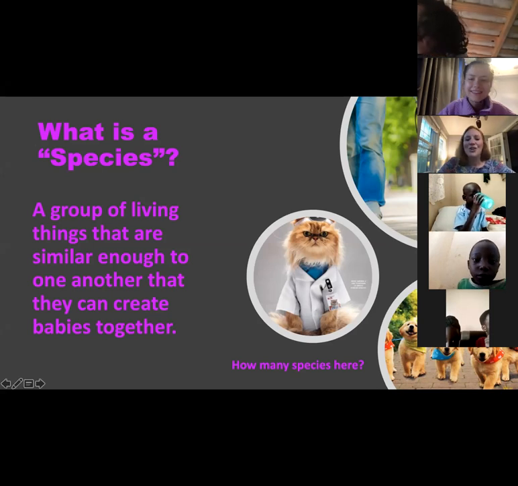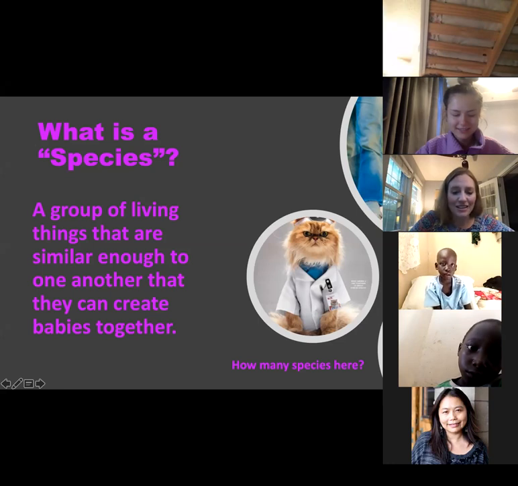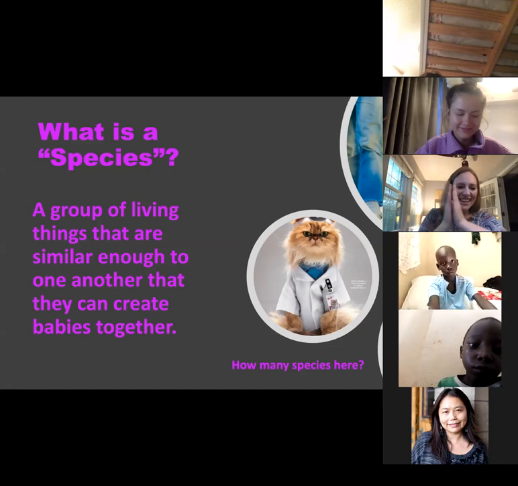Okay, so the answer, let's count together. We have one species here. It's a dog, right? And this puppy is the same species as the parents. Then we have at least one species of a tree. Grass. At least one species of a different type of grass. Perfect. So we have at least three in this picture. Good job, everybody.